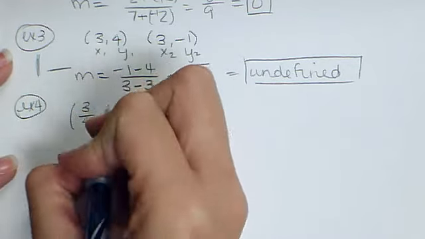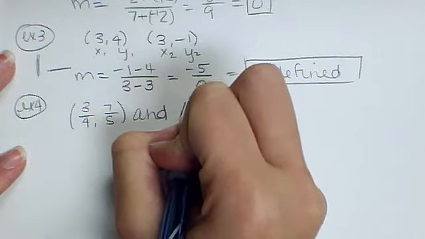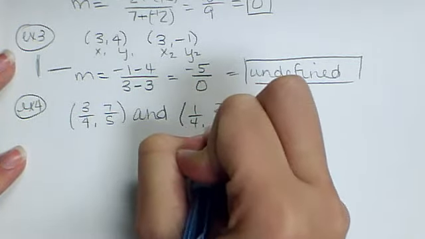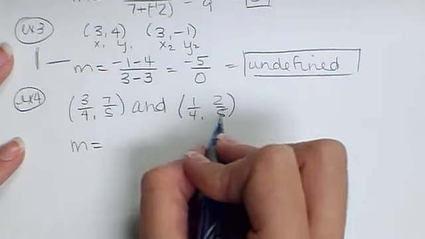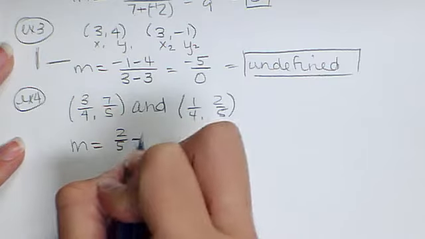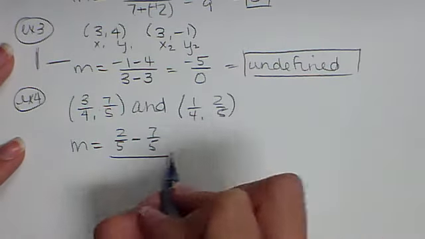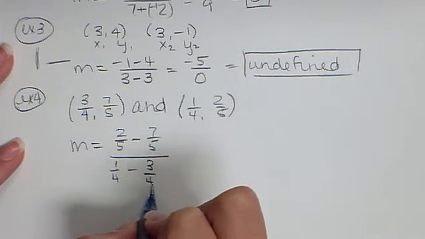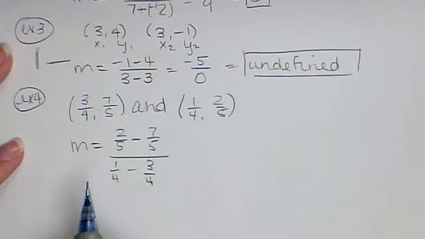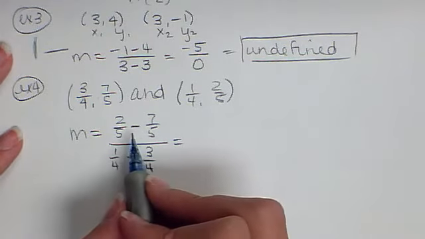This one I want to do with you has fractions. It's 3/4, 7/5, and 1/4, 2/5. And so if I plug that into my formula, I have m equals, and this is my y2, 2/5, minus 7/5. I didn't label this time, but I could, and I would get the exact same things, over 1/4 minus 3/4. Let me caution you, at first you'll want to label every single time so that you don't mess something up. Eventually you'll get real used to this and it'll be just as easy to do it without the labeling. But for now, let's do it.